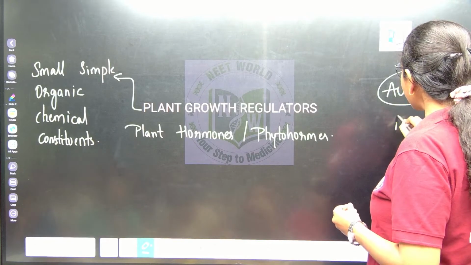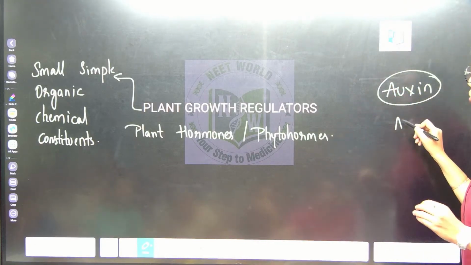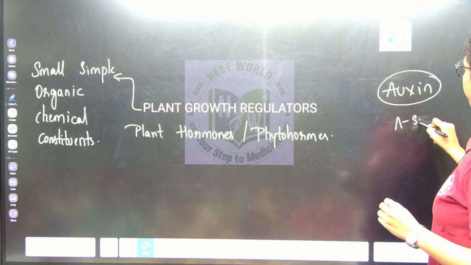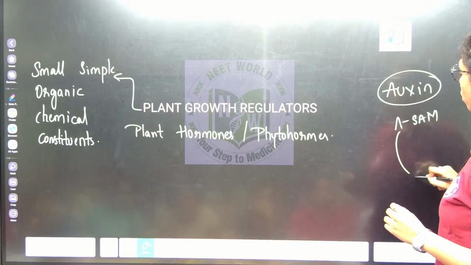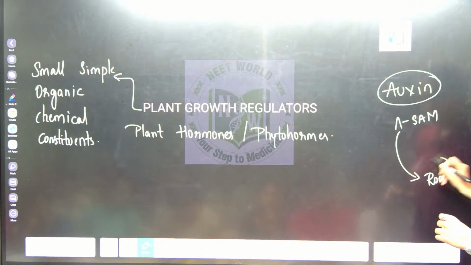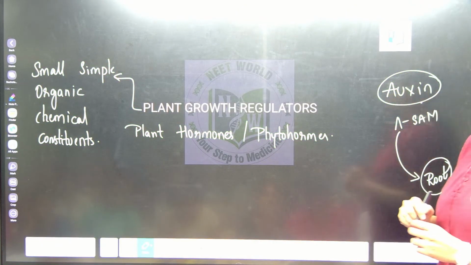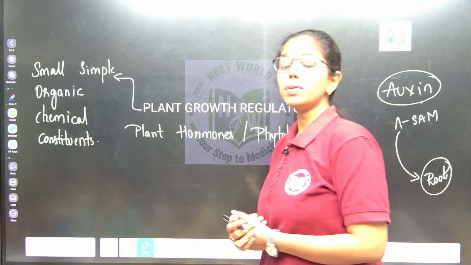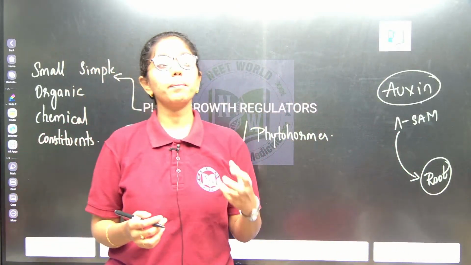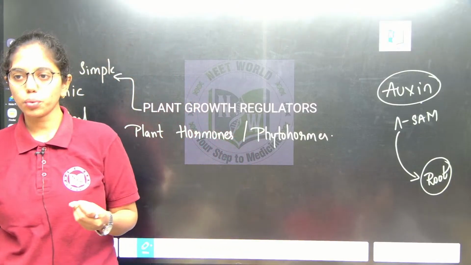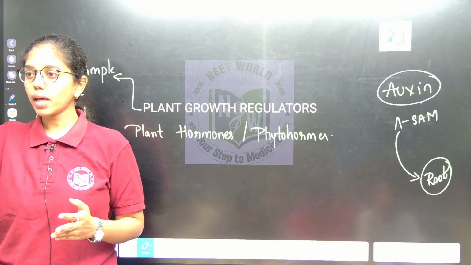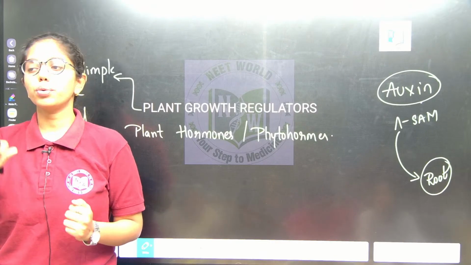It is synthesized most at the shoot apical meristem, but its most function is at what region? Root region. So, that is the reason it is called rooting hormone. The same is the case with cytokinin. Cytokinin is addressed as shooting hormone. Higher amounts of cytokinin are synthesized at the root apical meristem, but as its function is more at the shoot apical meristem, it is known as shooting hormone.